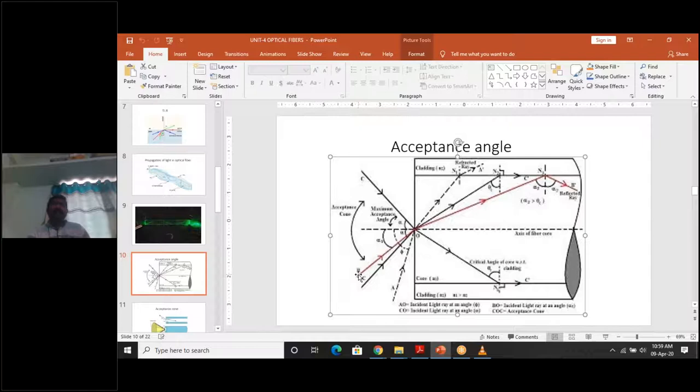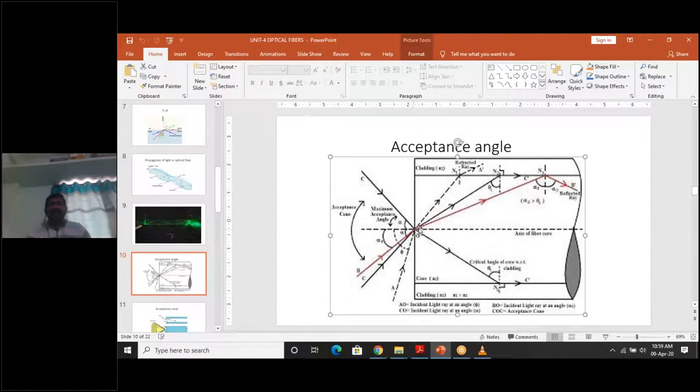Then what about this red light ray, sir? Red light ray, in the comfort zone. Here the angle of incidence is still the highest. I reduced the angle of incidence to this. Still I reduced the angle of incidence to this. So the angle of incidence here is alpha. This is the lowest angle of incidence.